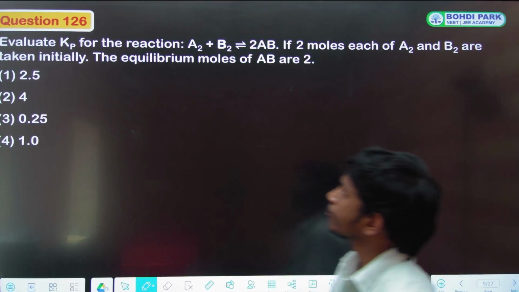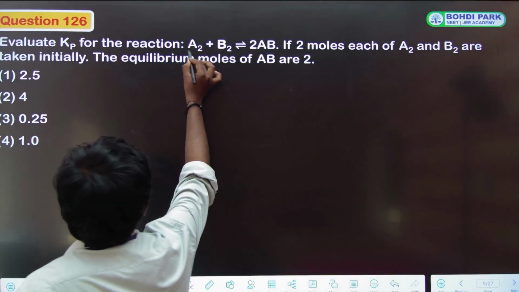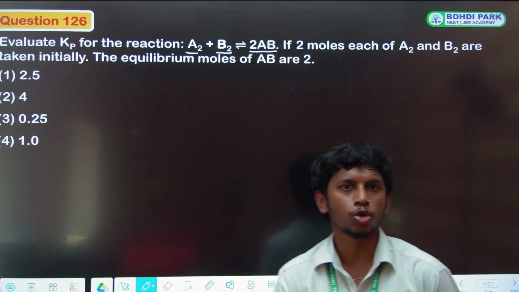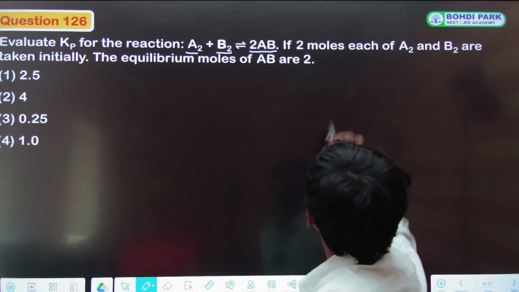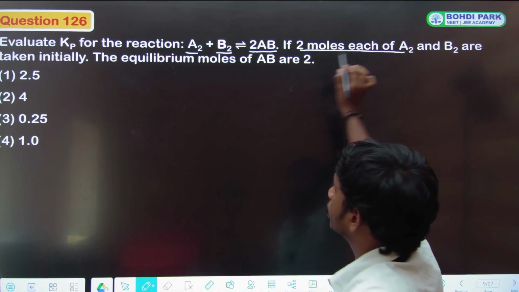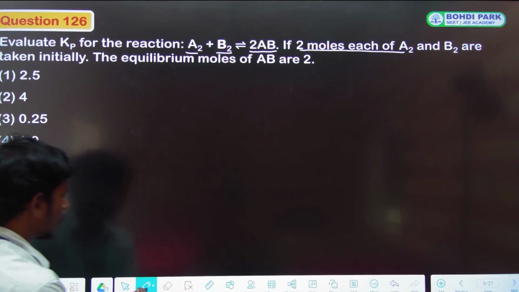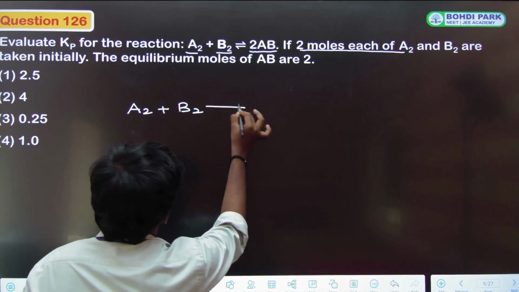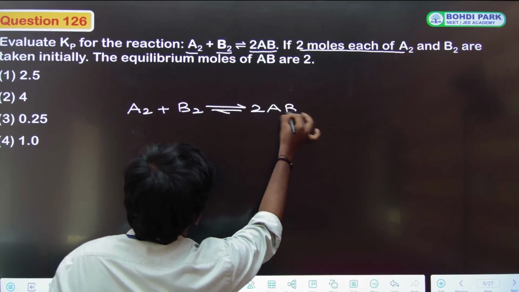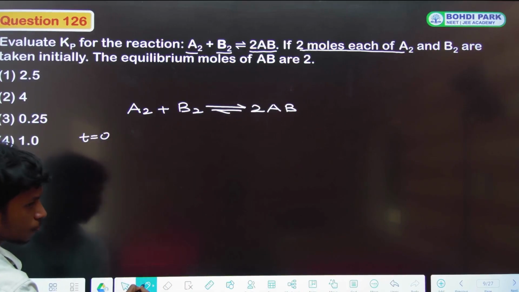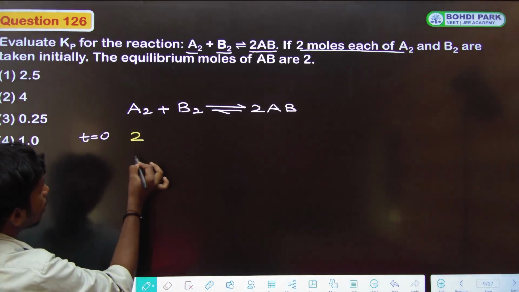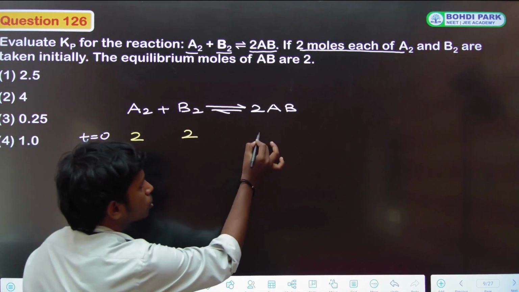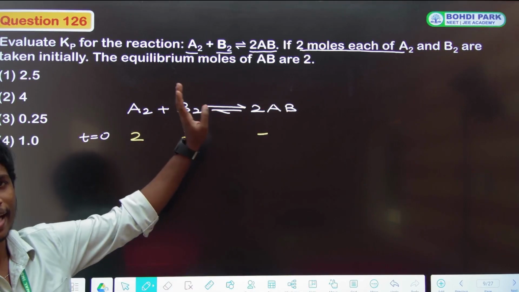Okay, so evaluate Kp for the reaction A2 plus B2 gives 2AB. If 2 moles of each of A2 and B2 are taken initially. So, என்ன பண்ணிருக்காங்க நமக்கு? A2 plus B2 gives 2AB ங்கிறது என்னோட reaction. At time is equal to 0 ல 2 moles of A2 is taken as well as 2 moles of B2 is taken. Okay. At time 0 la, the 2AB can be 0 in amount.